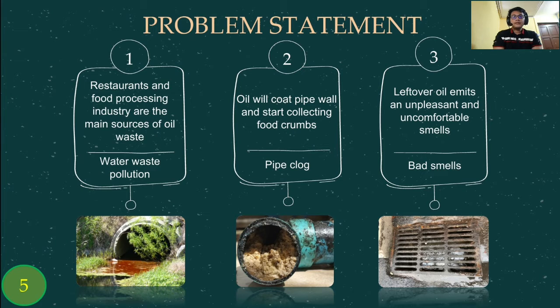We know that the restaurant and food processing industry are the main source of oil waste. The wastewater thrown away from these places is very dirty and oily. Pipe clogging happens because the oil coats our pipe wall and starts collecting food crumbs. It will get thicker and harder over time and cause pipe clogging. Next, this problem will lead to air pollution coming from the unpleasant and uncomfortable smell of oil waste that is left and not cleaned over a long period of time.